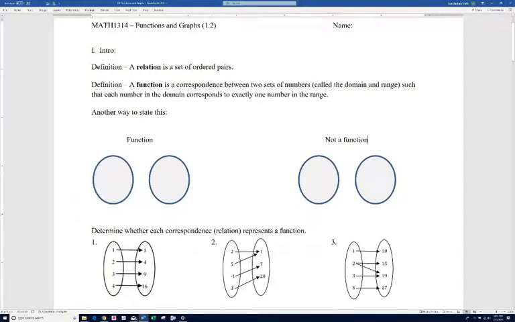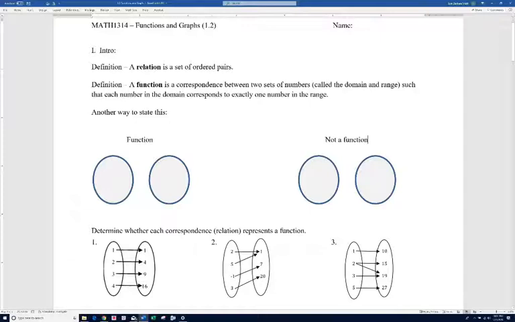In this video, I'm going to be talking about functions and graphs. It turns out functions are a really important concept these days in mathematics, and there's literally whole classes on functions. So it's important that you have a good understanding of functions, and it's a huge part of what we do in college algebra. So let's go ahead and get started.